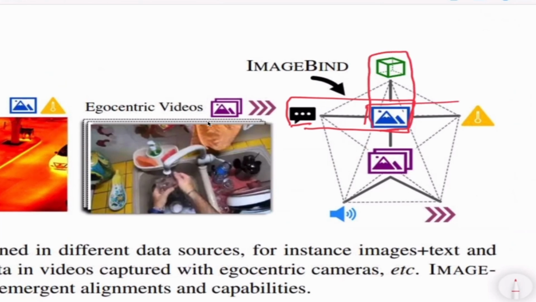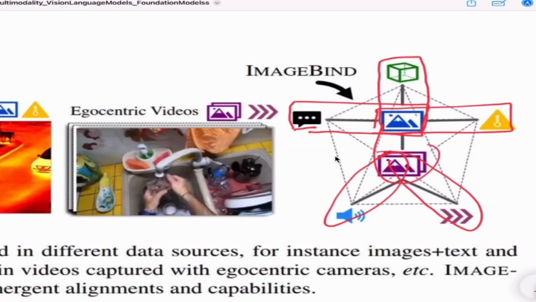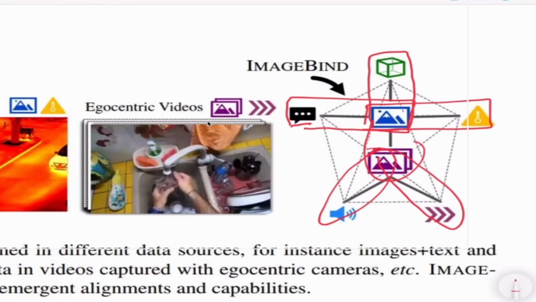Image is also related to thermal infrared images, and image is also related to video, and videos are also related to audio and IMU data. Okay. So you have paired modalities everywhere. It's not just image and text. Yeah. So you have image and depth as well. You have image and infrared as well. You have image and heat sensor data as well. Yeah. So basically you have alignment everywhere. So the solid lines here are showing the alignment which is directly present in the data.